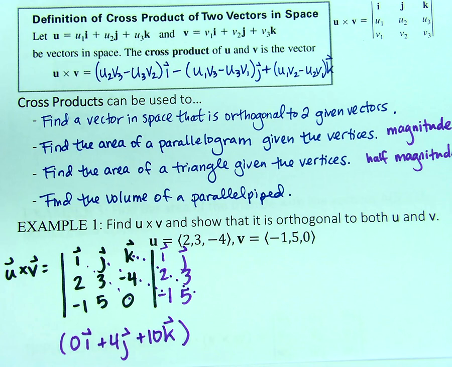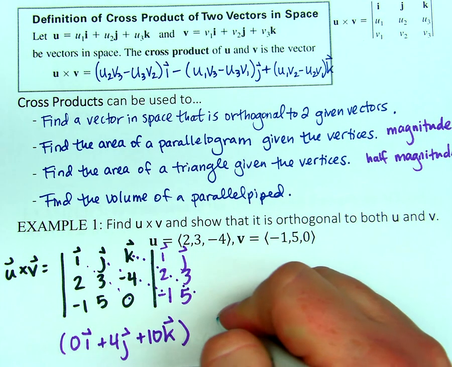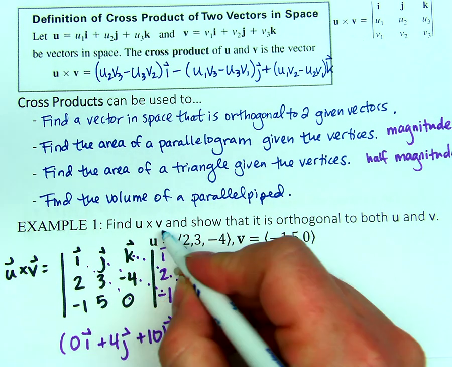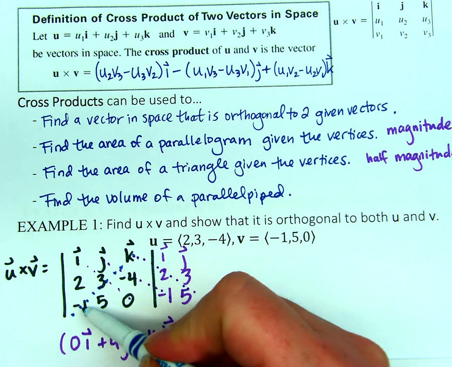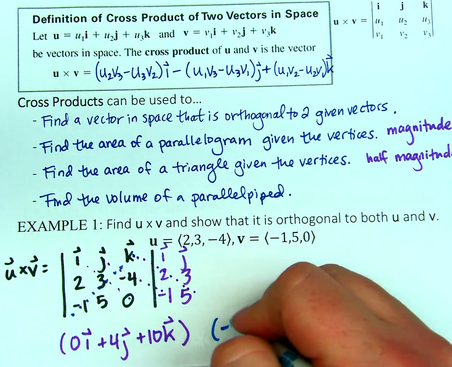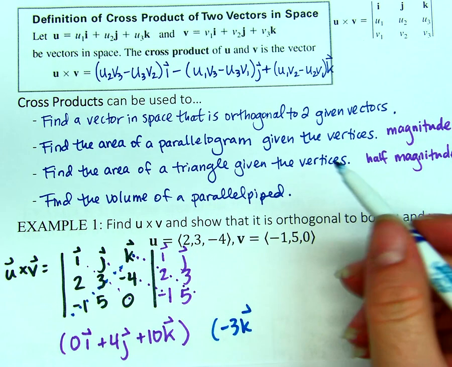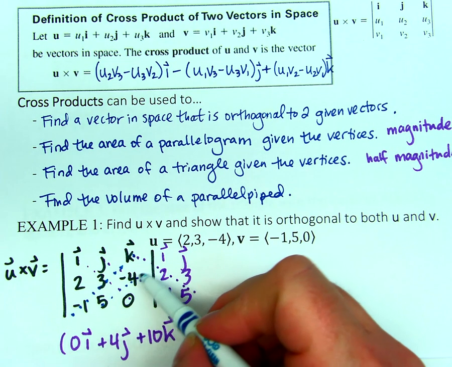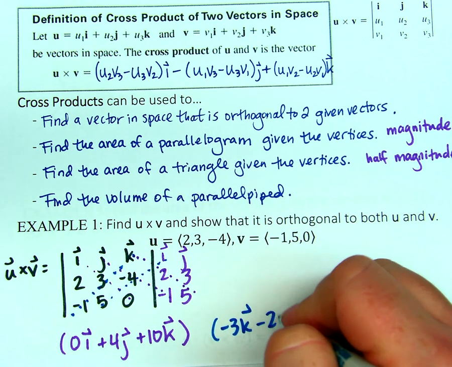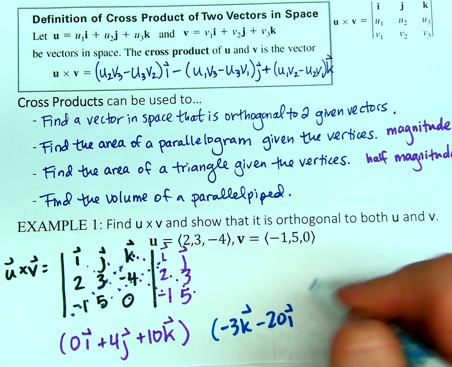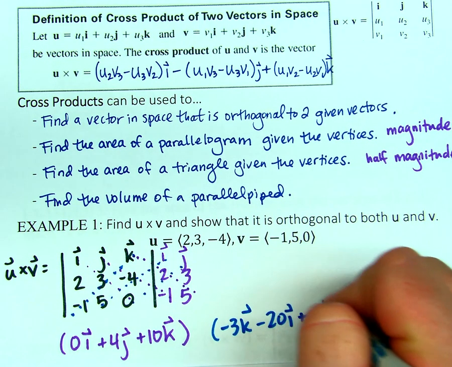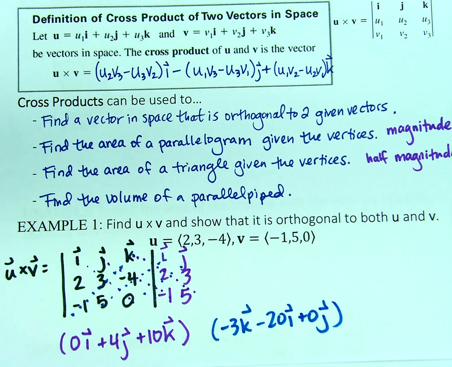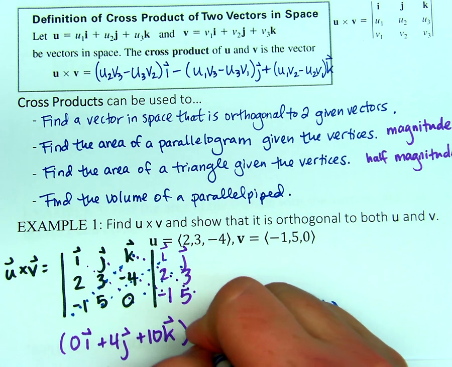And then I'm going to do it in the opposite direction, those diagonals. So I'm going to go this way. Okay, so I'm going to start with this one. Negative 1 times 3 times k is negative 3k. 5 times negative 4 times i is negative 20i. And then 0 times 2 times j is 0j. Okay, now I'm going to subtract these.